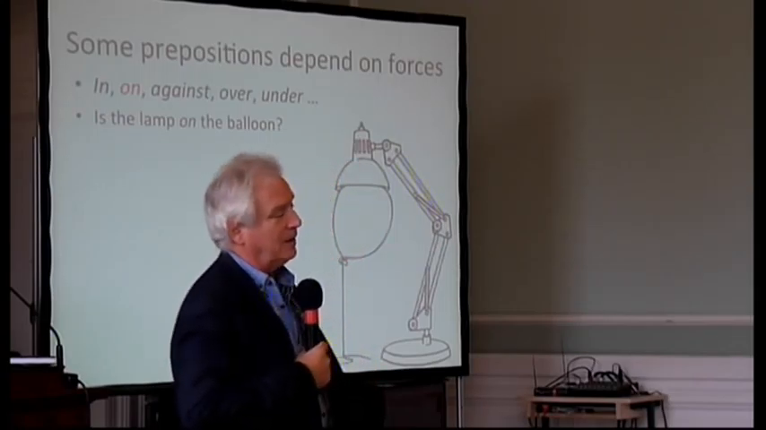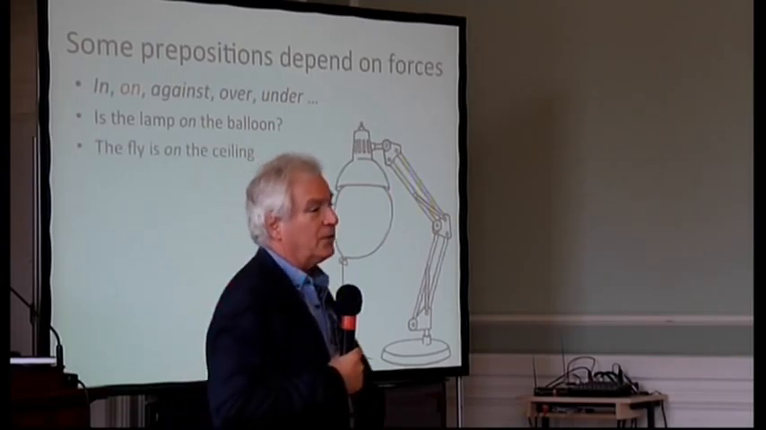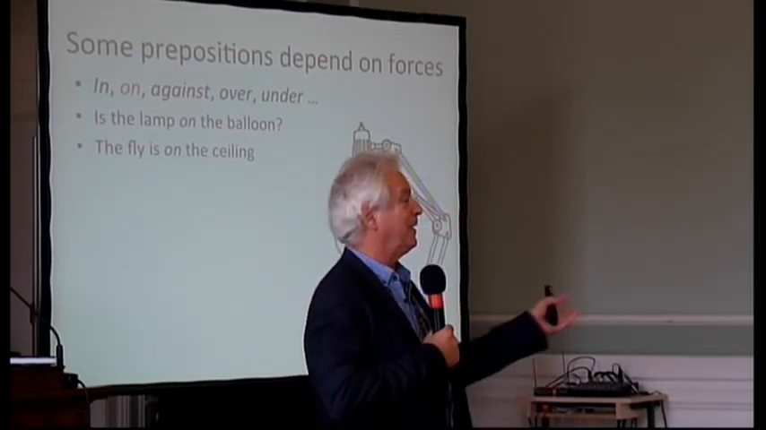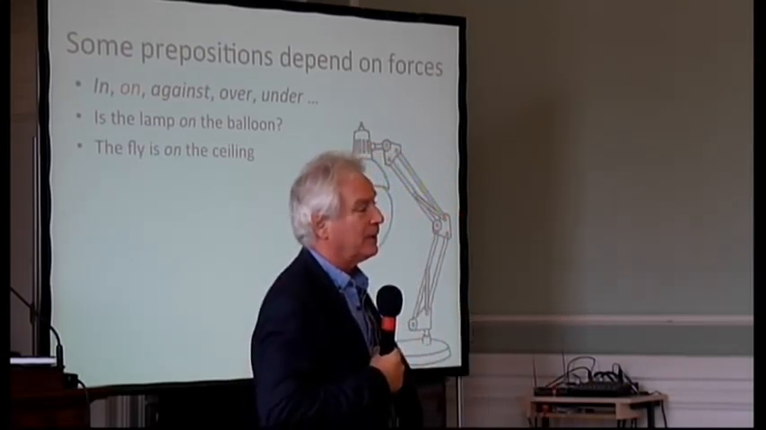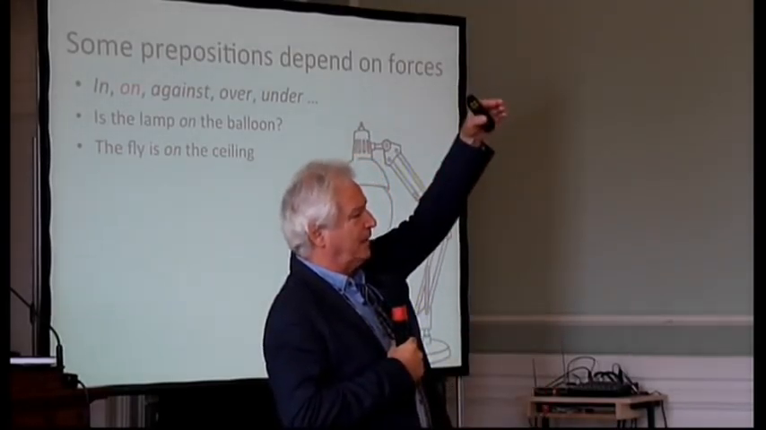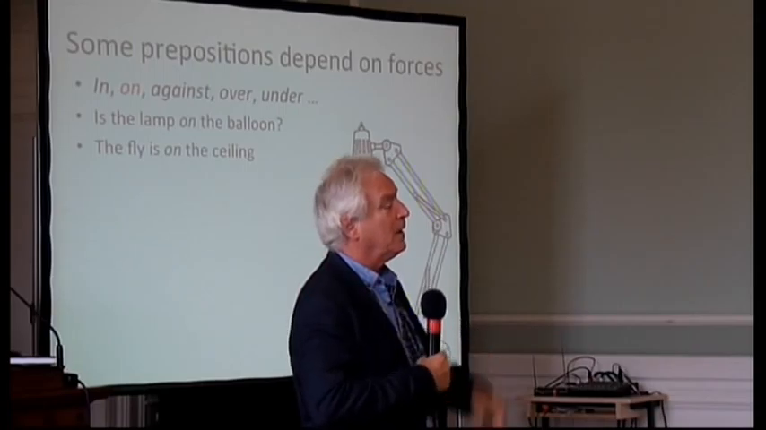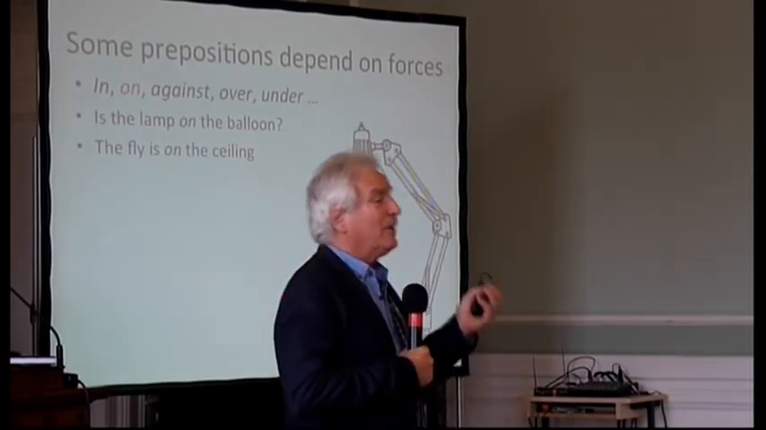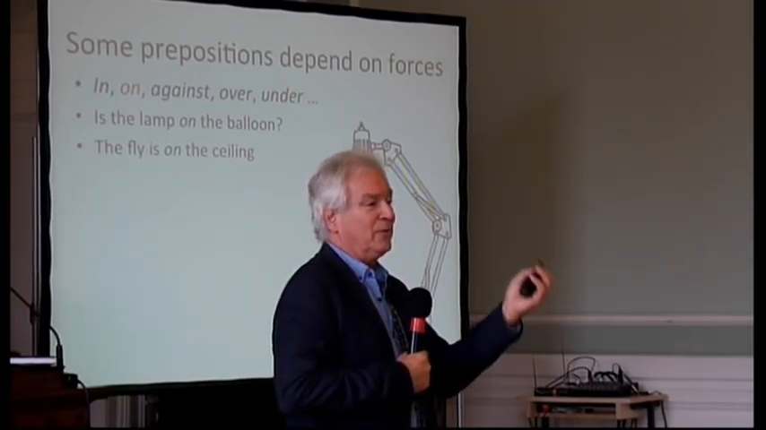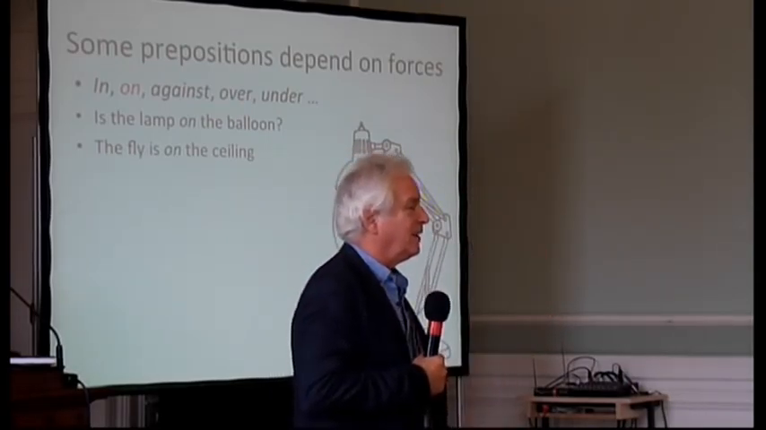We can take another clear example. The fly is on the ceiling. This is the English expression. Actually, in Swedish and some other languages, we say that the fly is in the ceiling. So there are lots of linguistic variations here. Why is the fly on the ceiling? I mean, it's under it, and it's in contact, but it's not vertically above.